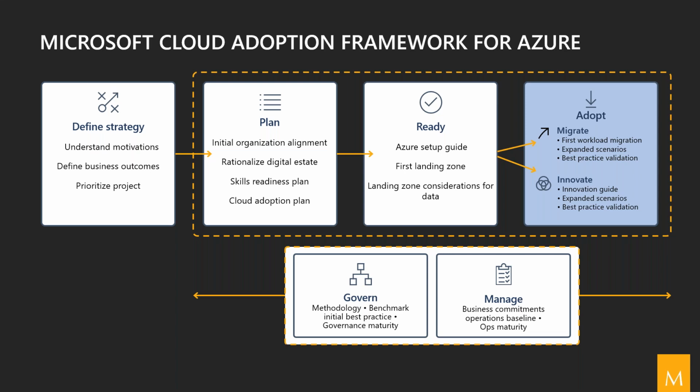The key pillars are strategy, plan, ready, adopt, govern, and manage, of which we're going to be focusing today on adopt. Adopt is very much focused on how you're going to migrate workloads to cloud, whether that be a traditional lift and shift of infrastructure, or developing new solutions directly on cloud native software and platform as a service offerings.